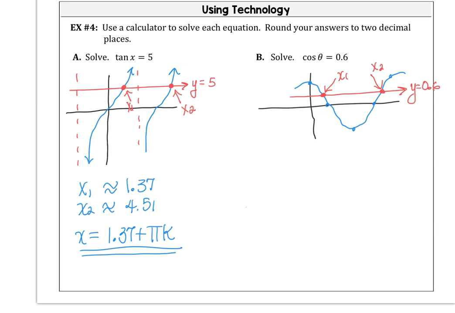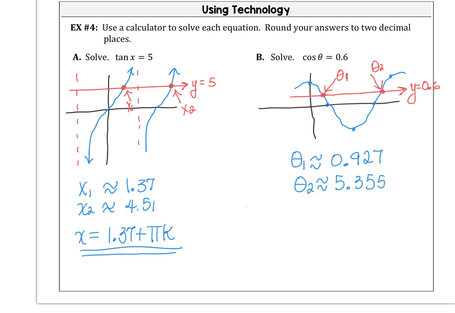So the angle where that happens, I could call that theta, theta sub 1, and this one's marked theta. Let's change our notation. So theta sub 1 and theta sub 2. For this one over here, our angle was x. This one, our angle is theta. So stay true to that notation. Theta sub 1 is about 0.927, and theta sub 2 is about 5.355.